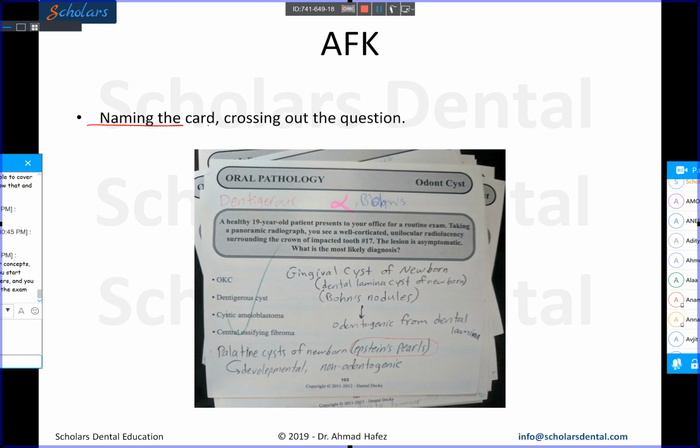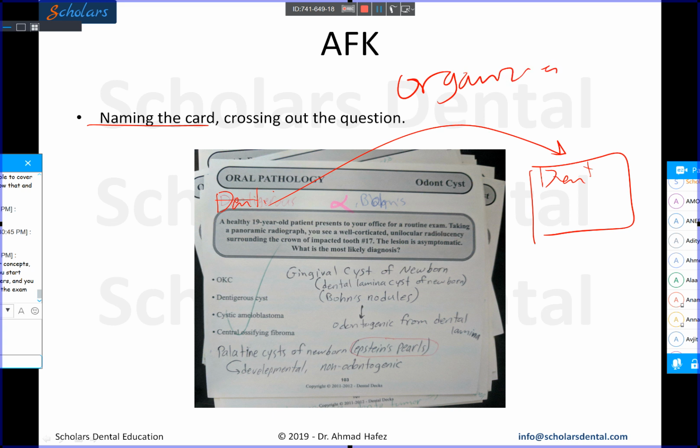Naming the card. Wow, this was really important. A good thing I did this, crossing out the question. In the decks, it's all over the place. So what I used to do is name the card. This card is about dentigerous cyst. And then after a bunch of cards, I find another one that is about dentigerous cyst, so I name it dentigerous cyst. And then after a few other cards, I find another one. So at the end, I gathered all the cards that are about dentigerous cyst and put them together, and all the cards about each thing, until at the end I had my own organization of the decks.